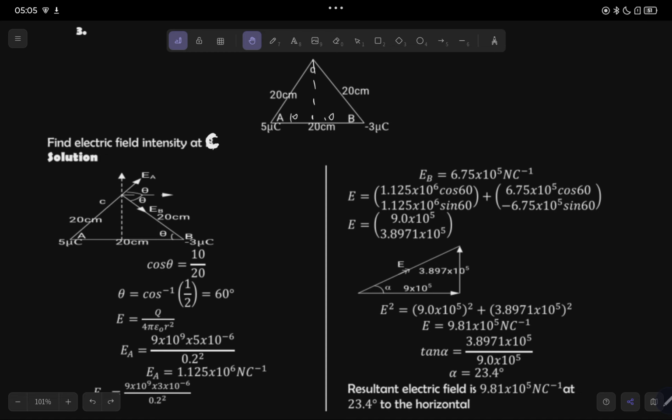If you place a positive 1 coulomb charge at C, the charge at A is positive, so it will push it away. So you see, electric field intensity due to the 5 microcoulomb charge is pointing away. Then the charge at B is negative, so it will try to pull the charge that you have placed at C. So you see the electric field intensity due to B is pointing towards the charge B because it's an attraction and opposite charges attract.